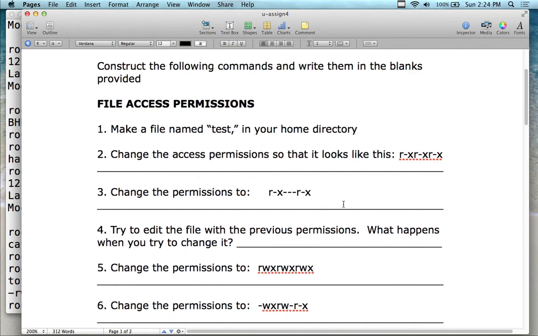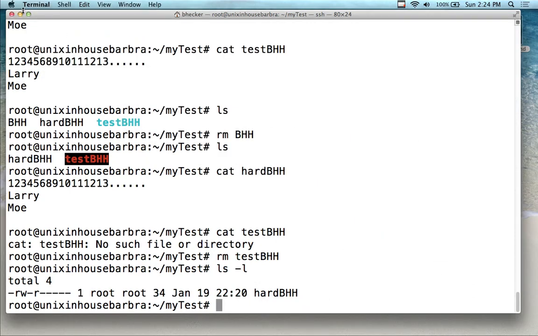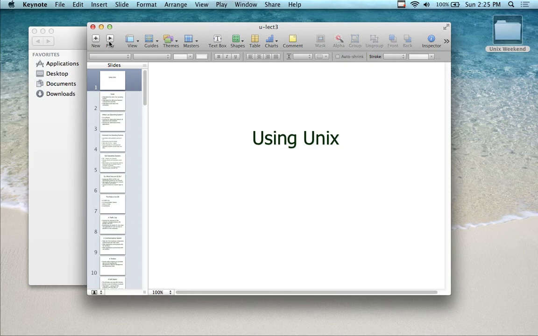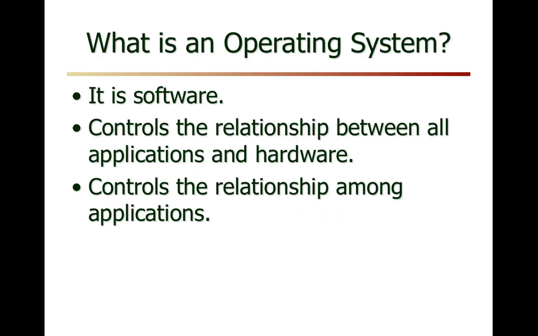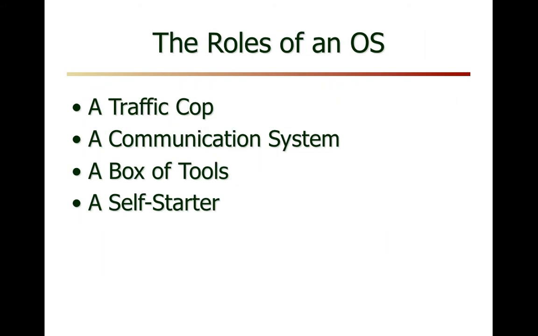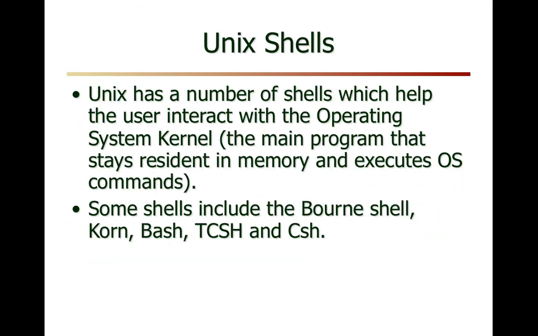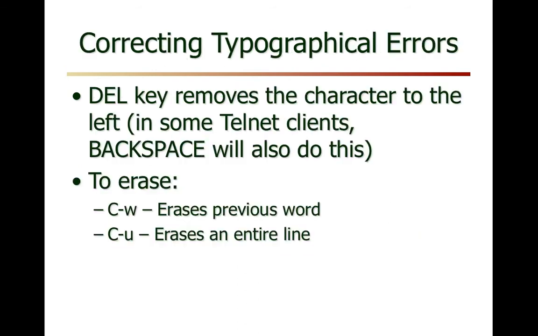So let's talk about files, and let's talk about file permissions. The next part of this lecture is lecture number 3. Now I'm not going to go through all of this because we've covered some of this. There's a little bit of an overlap. So if you're looking for more information on Unix, understanding the role of the operating system, we already covered all this stuff. I'm going to skip to the middle of it. Traffic cop, communication system, toolbox, shells, command switches. Don't have to review any of this. We already did all this stuff live.